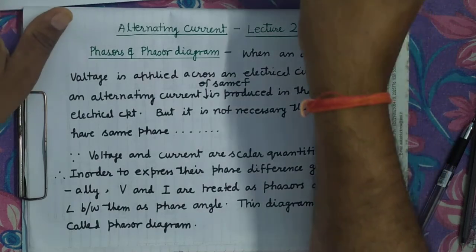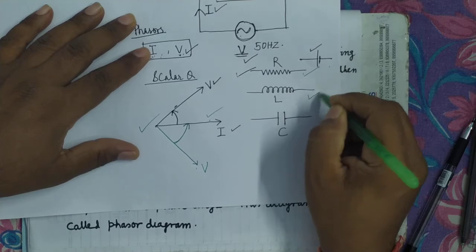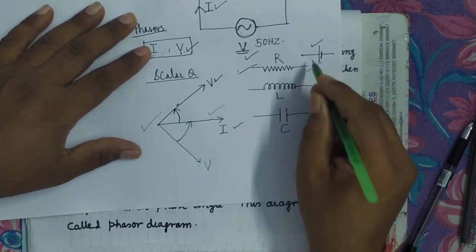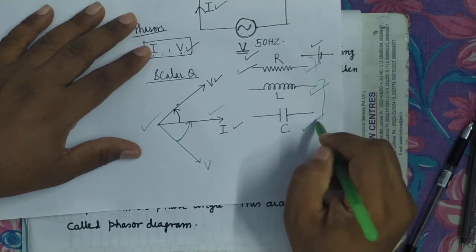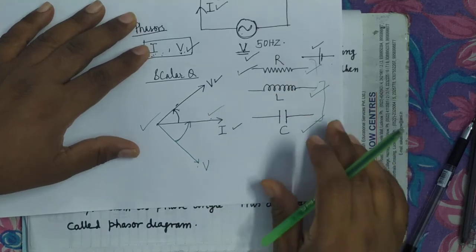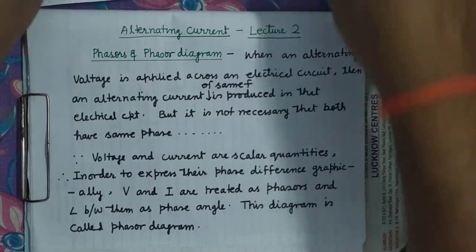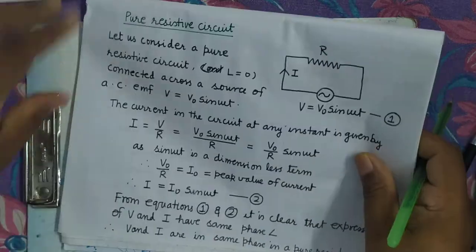As we know, every electrical circuit will either consist of a resistor, or an inductor, or a capacitor, or a combination of any two, R and L, L and C, R and C, or a combination of all three. So you can see here, we will start from the pure resistive circuit.